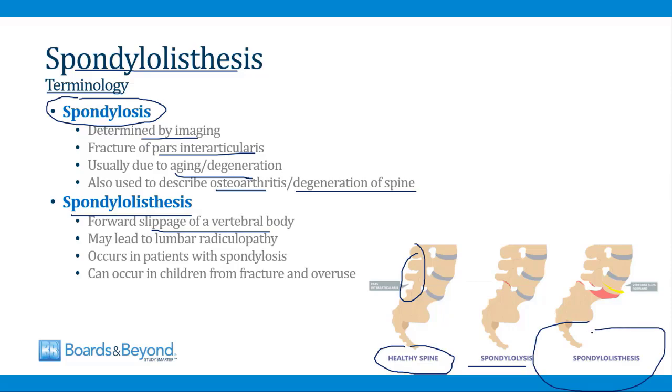And when you have slippage of a vertebral body and a spondylolisthesis, that can lead to lumbar radiculopathy. This occurs in patients who first have a spondylosis. It's often in adults who have degeneration of the spine, but you can also sometimes see it in children who have fracture of the spine from overuse or trauma.